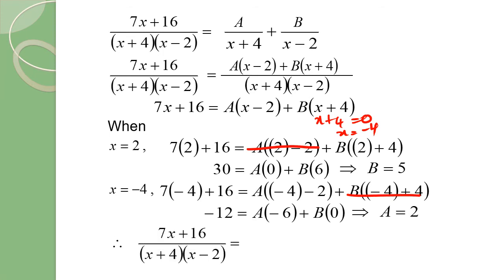Okay, so to write down the final answer, we just have to replace the value of A and B at the bottom by 2 and 5. So we will have 2 over x plus 4 plus 5 over x minus 2. So finish.